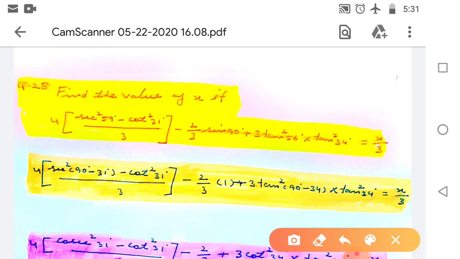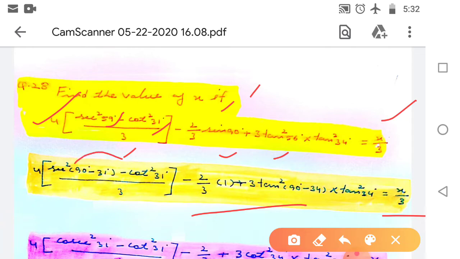Okay. Now come to question number 28. Find the value of x if 4 sec square 59 minus cot square 31 upon 3 minus 2 by 3 sin 90 plus 3 tan square 56 into tan square 34 is equal to x by 3. So we start with the LHS here, this is the LHS and this is the RHS.